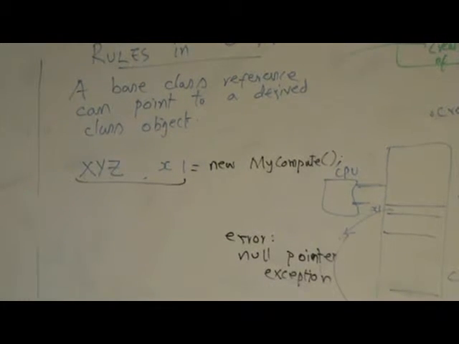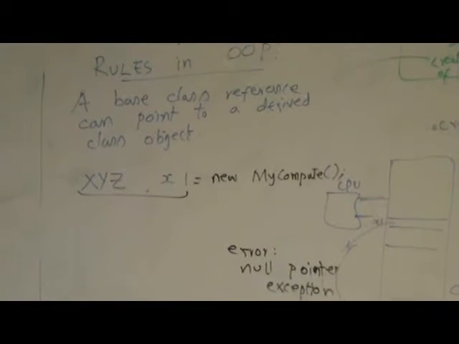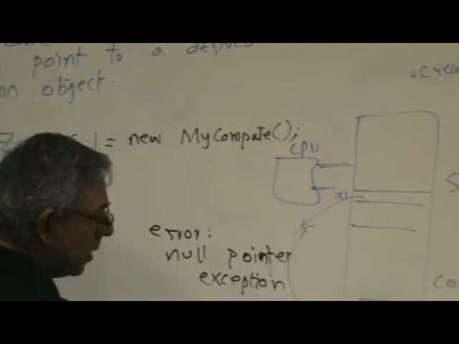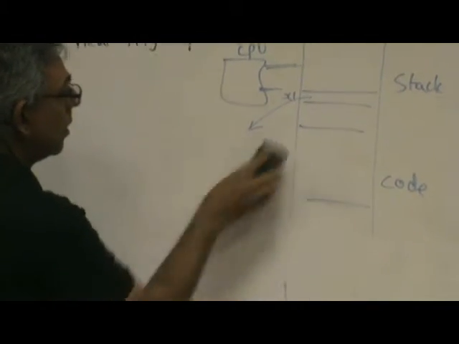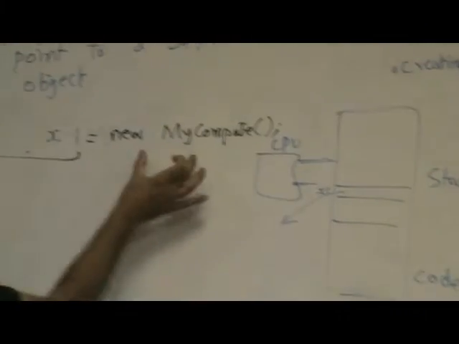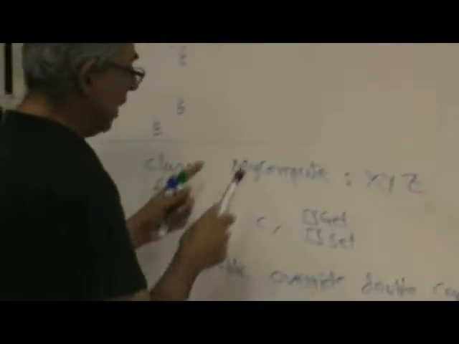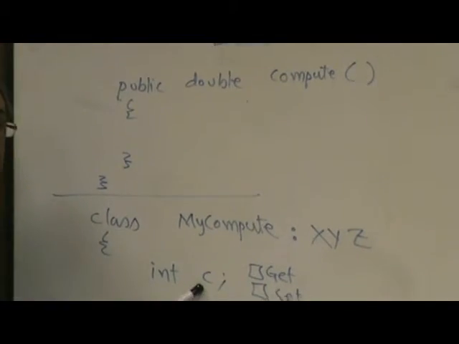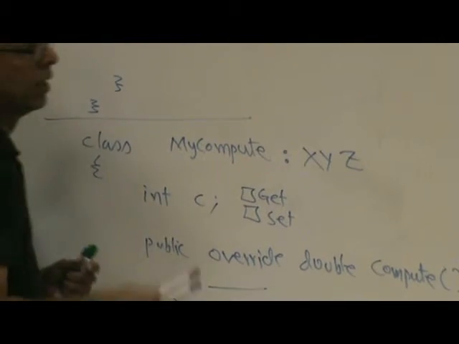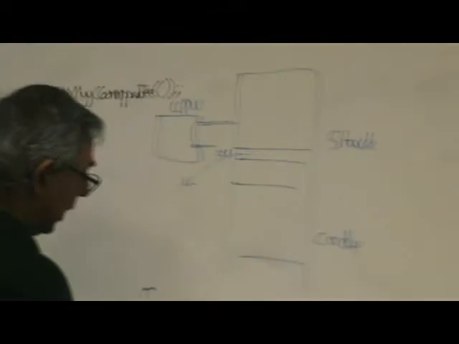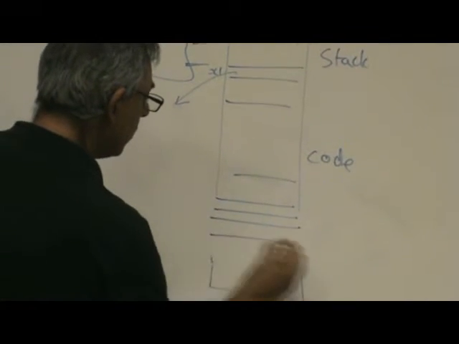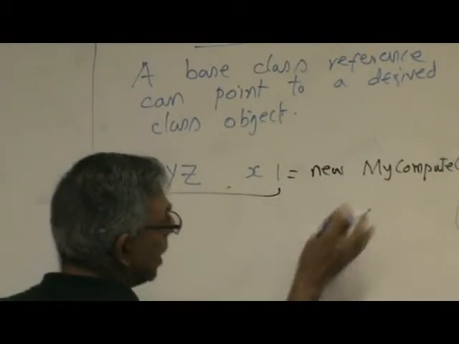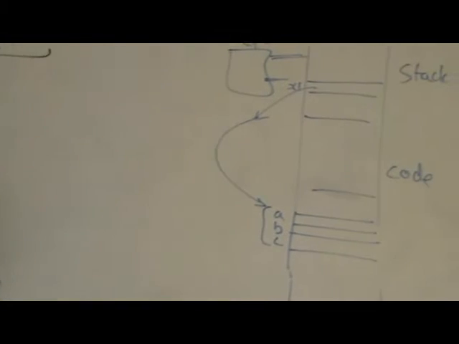So how much memory will it create now? Again, break it in two parts. XYZ x1 will create this x1, correct? New myCompute. So how much memory do we have over here? AB is being inherited, C is being added. So 3 fields will be created over here: A, B, C. And because we say XYZ x1 equal to new myCompute, they'll be pointing over here.